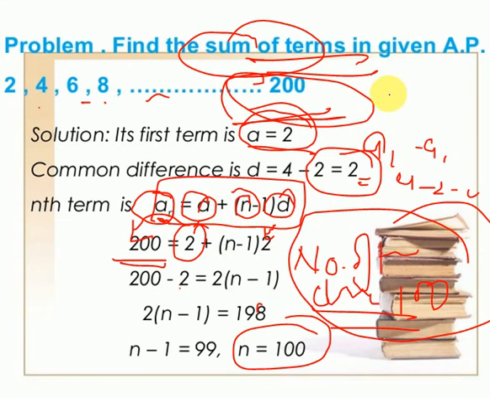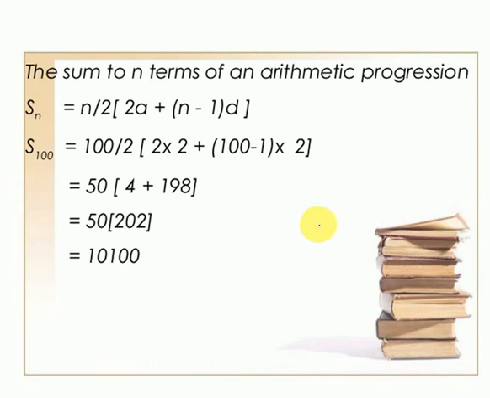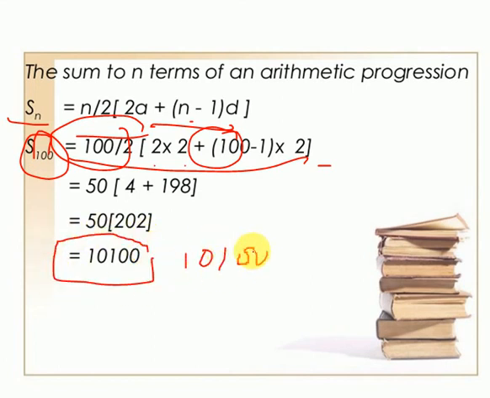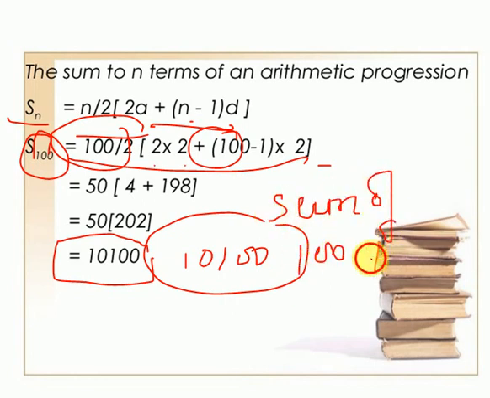Now we have to find the sum of 100 terms. So now we will use another formula, that is Sn = n/2 [2a + (n − 1)d]. So S100 = 100/2, that is n/2, then 2 into a, that is 2 into 2, plus (100 − 1) into d, that is 2. After solving, 50 times (4 + 198), then 50 into 202, you will get the value 10100. So this is the sum of 100 terms.